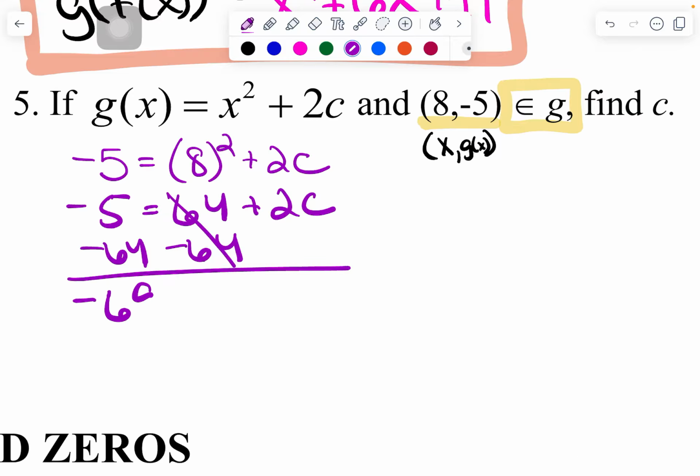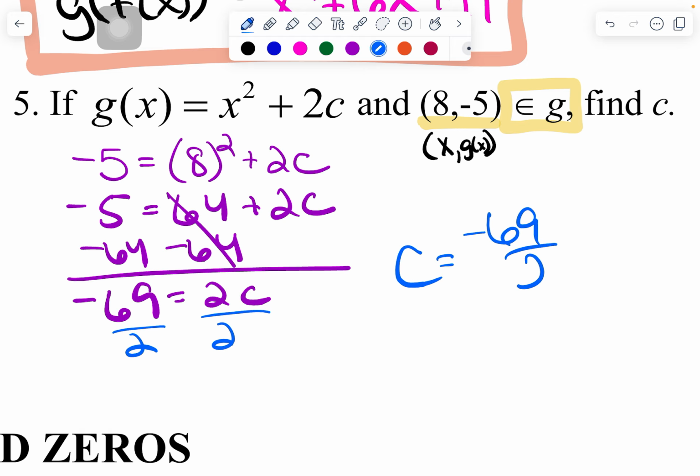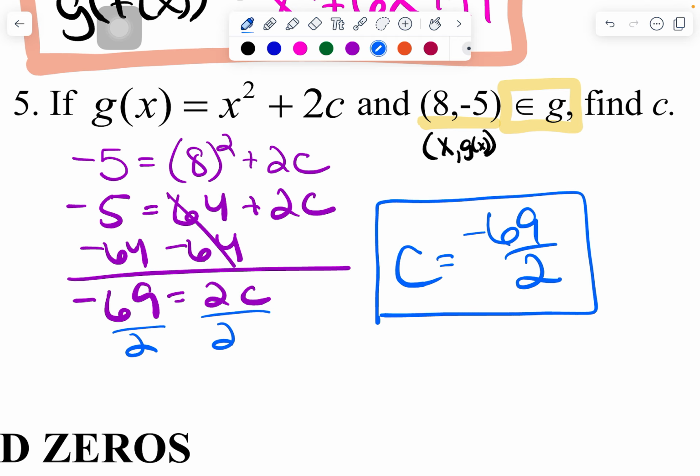What's that going to be? Negative 69 is equal to 2c. I'm going to go ahead and divide both sides by 2. And I will simply tell you that c is equal to negative 69 over 2. I don't worry about the decimal here. That is my c value in order for this pair of points to be in that function.